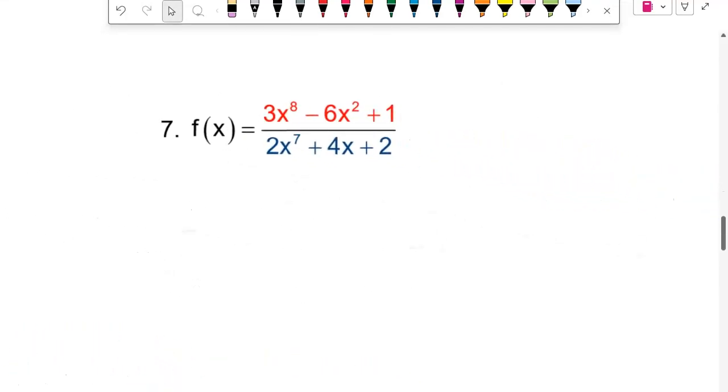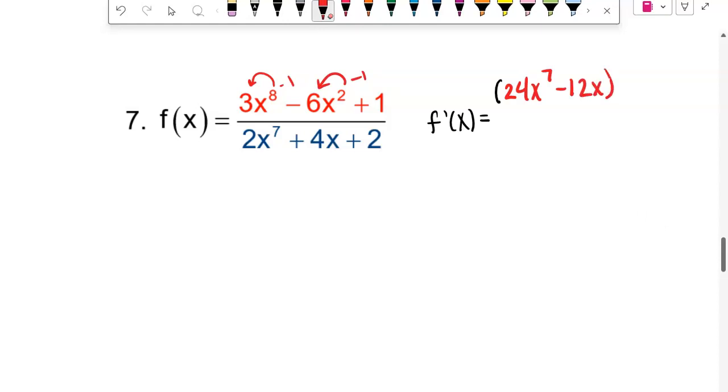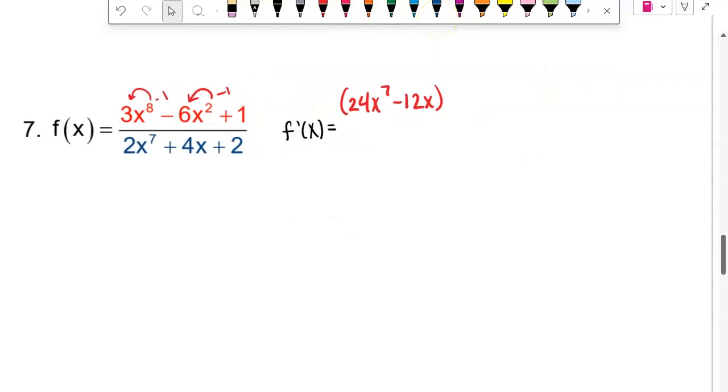And number 7 is a little bit more complicated. So the red part, that's my numerator. The blue part, that's my denominator. Hopefully that's obvious. So we've got f prime of x, so the derivative, you're going to take the derivative of your numerator, which is going to be kind of bigger than the first one. So we've got 24x to the 7th. So again, multiply and subtract, multiply and then subtract, multiply and then subtract. So you've got minus 12x to the first power, and then the 1, it's a constant, so it goes away. So that's the first part, and that is my numerator. So that's the derivative of the numerator.